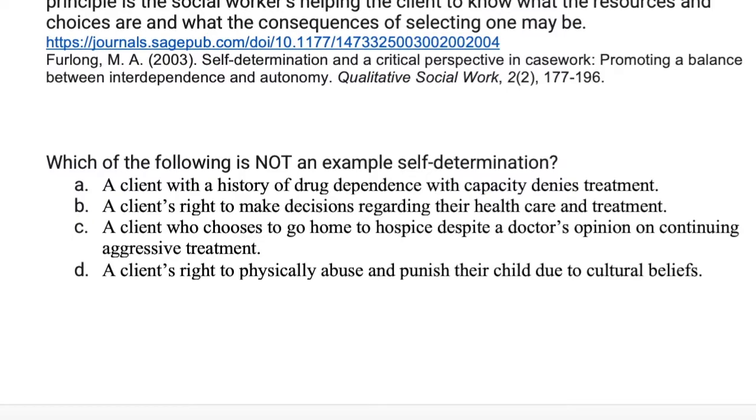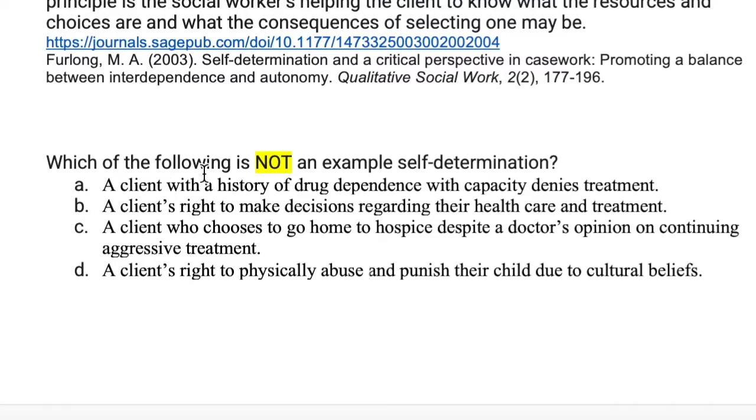All right, so which of the following is not an example of self-determination? If you've watched my videos before, then you know that I recommend pausing, reading it, choosing an answer, and then comparing it to my answer to check in with where you're at with your test taking skills. So let's take a look at this. This is letting us know that 3 of the options are going to be examples of self-determination and 1 is not.